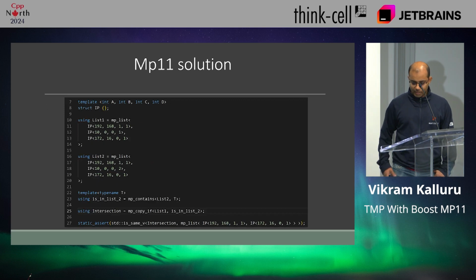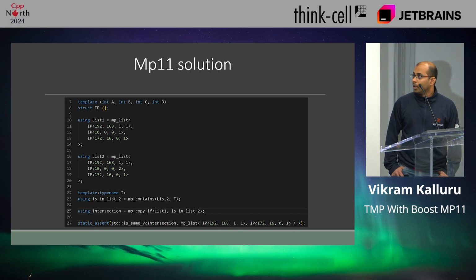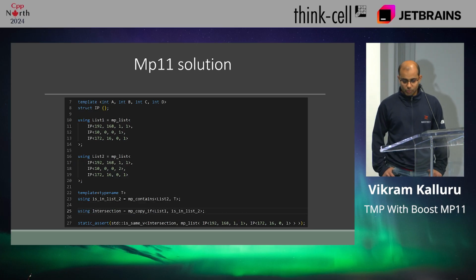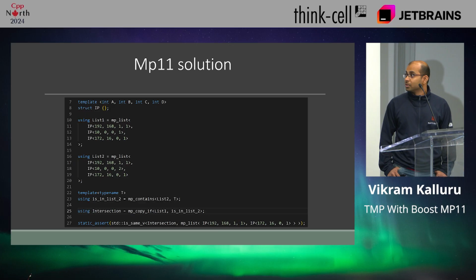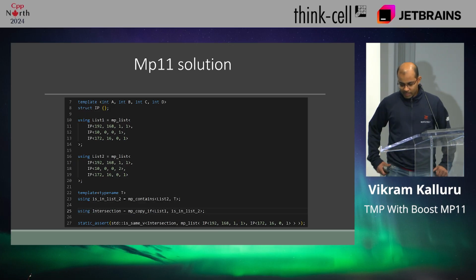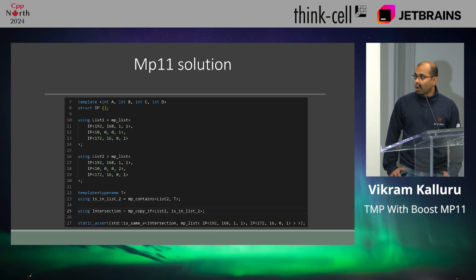Compare this with the MP11 solution. So the solution is on lines 22 through 25. And so let's talk about some of the things on the slide. I've used MP list, which is an equivalent of a type list in Boost MP11. And then on line 25, you have MP copy if, which is very similar to std copy if, except that it does the things in compile time.